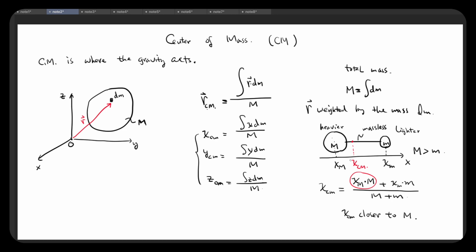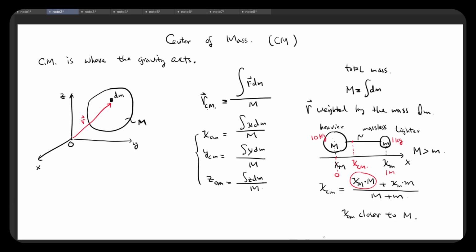This might seem abstract, so let's think about some numbers and then we'll see the position of the center of mass, closer to which side. Let's say this big M here is 10 kilograms, and little m is 1 kilogram. Let's say the origin O is right here, and the stick length is 1 meter. So x of little m is 1 meter.